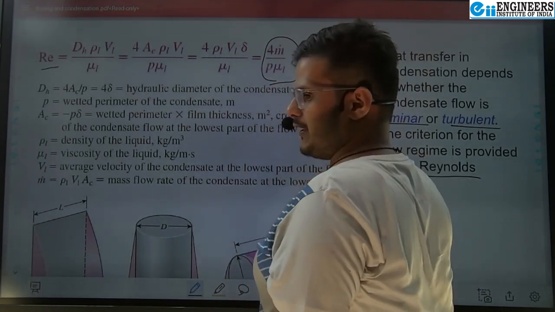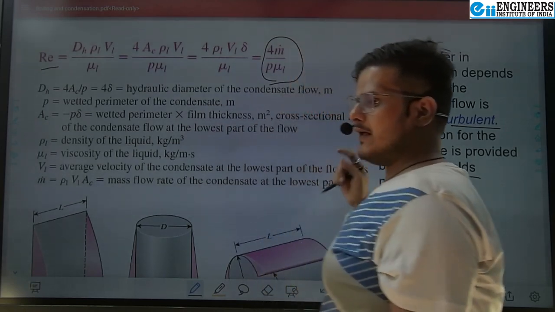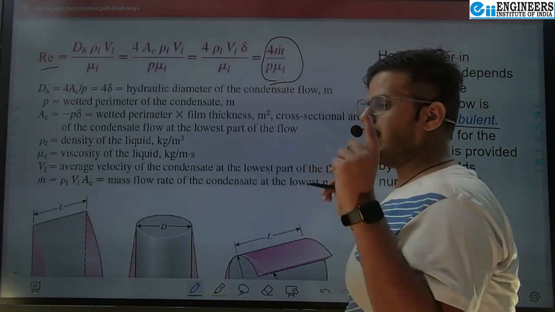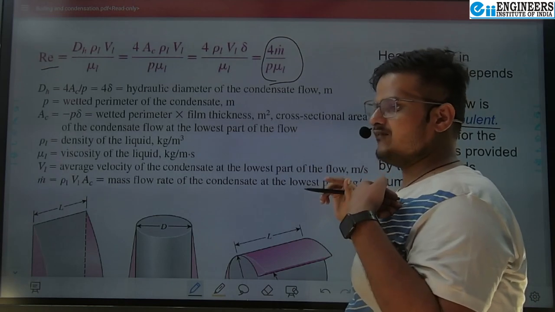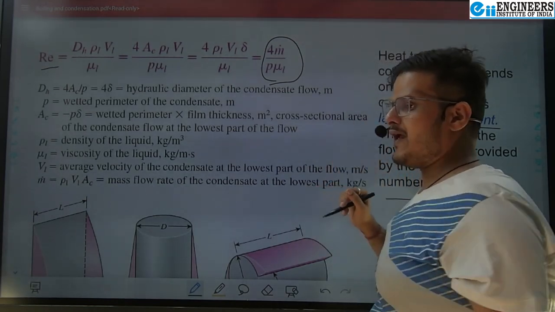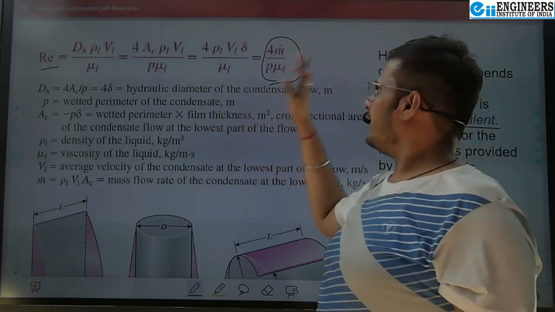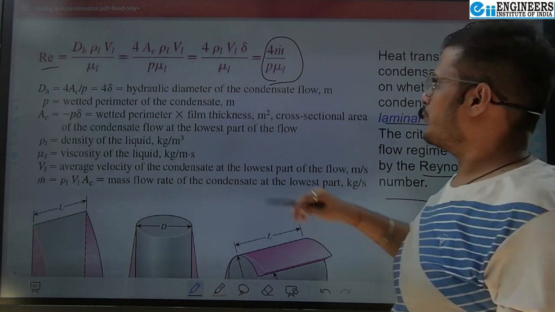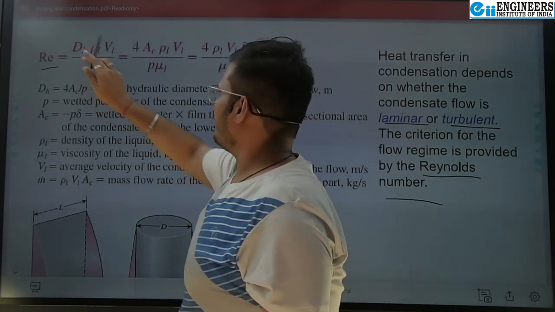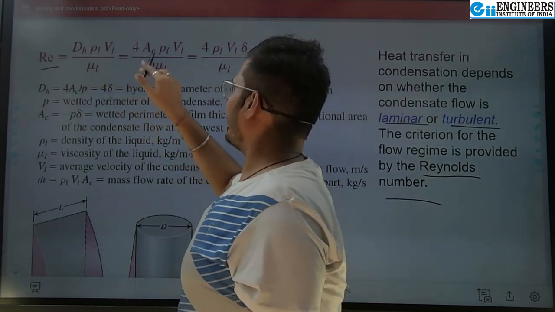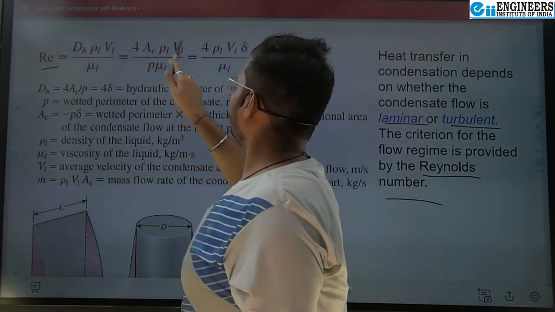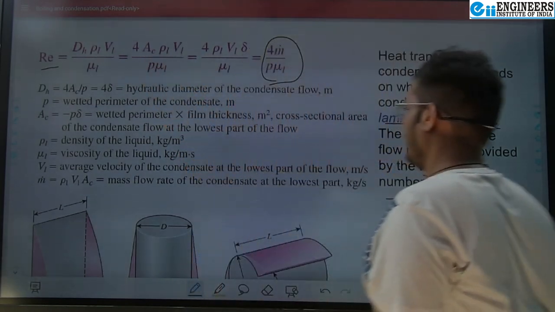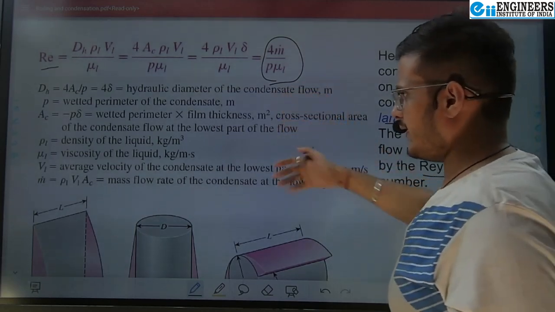P is the perimeter. If it is circular, then P will be pi d, so the Reynolds number is 4 m dot by pi d mu. As you will remember, during convection I discussed that the Reynolds number is 4 m dot by pi d mu, and this is how it has been derived. So rho V d by mu, d is the hydraulic diameter, that is 4 area by perimeter, then rho A v is the mass flow rate, giving 4 m dot by P mu. These are the nomenclatures that have been given.